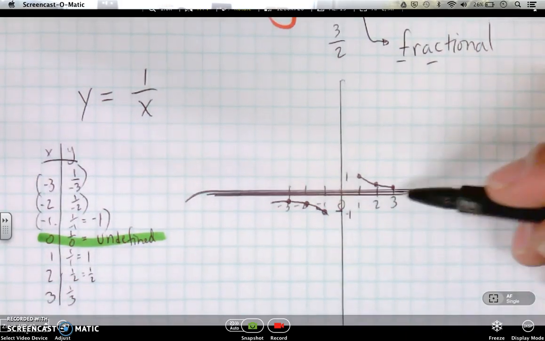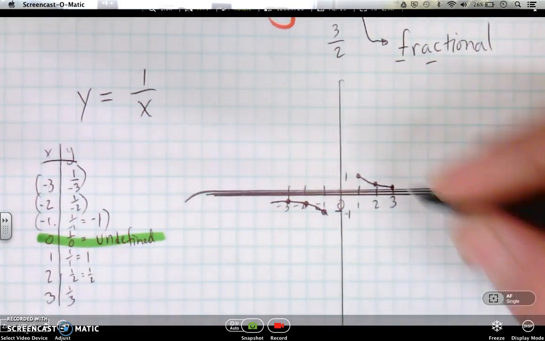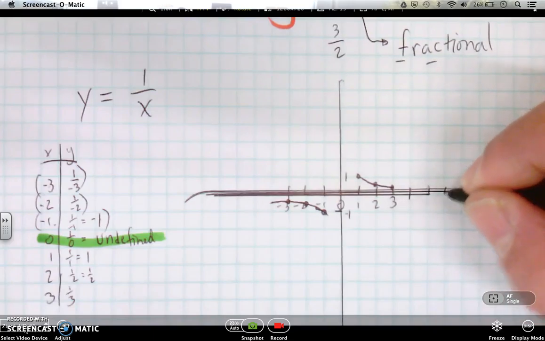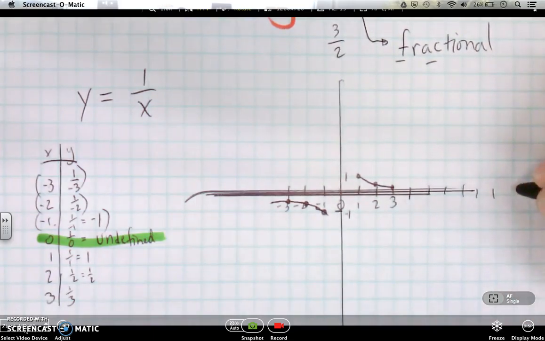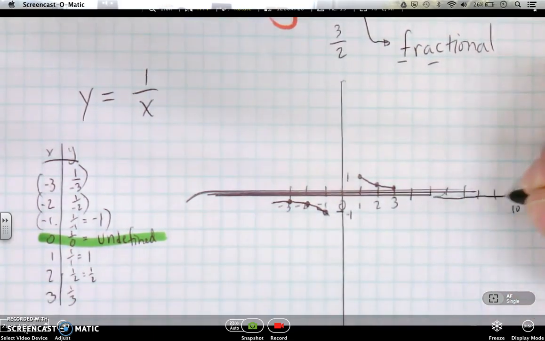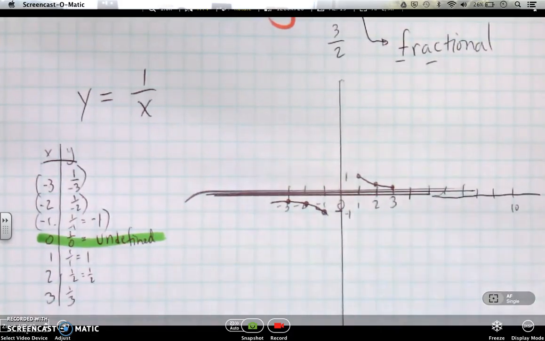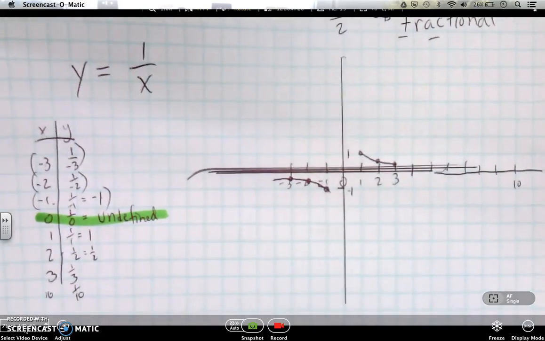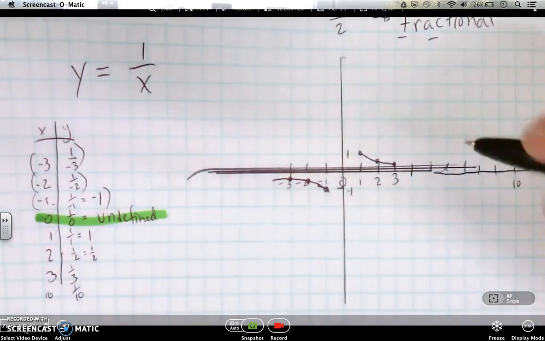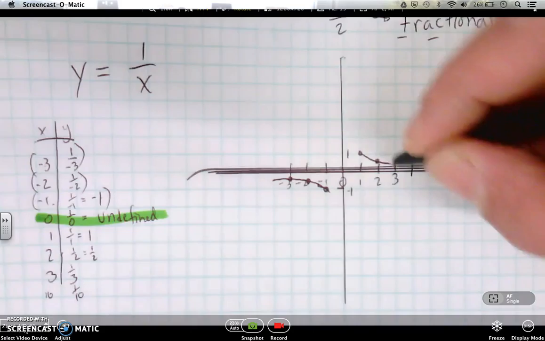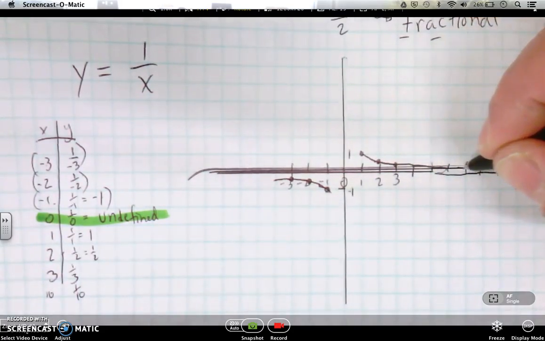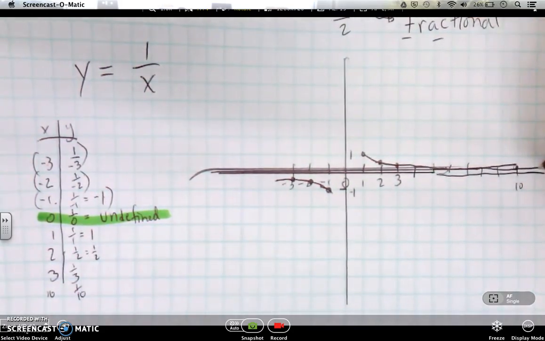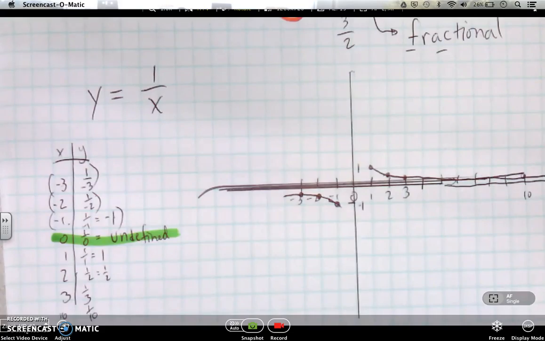What does look like is going on here is getting smaller and smaller. So let's go a little bit farther out: 4, 5, 6, 7, 8, 9, 10, let's say. If we put 10 into our table values, we'll get 1/10. That's really small. So 1/10 will be way over here, really small. It's just getting smaller and smaller and flattening out here. So it's getting flat there.